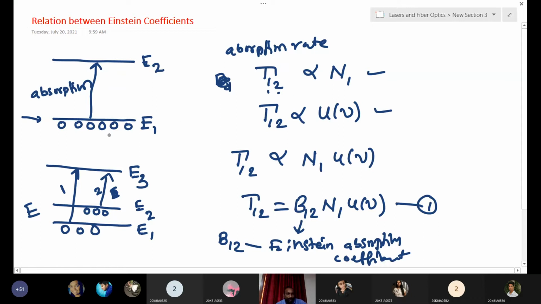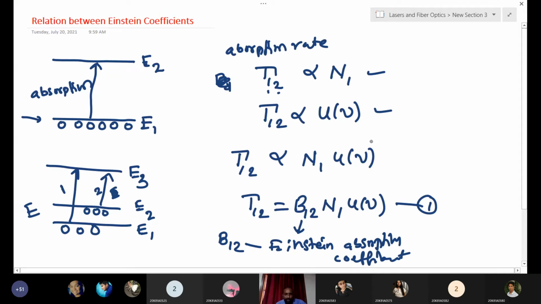It is proportional to the number of atoms in the ground state and also the energy density. Suppose, if you see the second diagram, you want to send atoms from the E2 level to the E3 level, there you require less energy. Suppose you want to send atoms from the E1 level to the E3 level, there you need higher energy. That's why this transition rate depends on how many atoms are sent to the higher energy states and also on the energy density of the atoms.